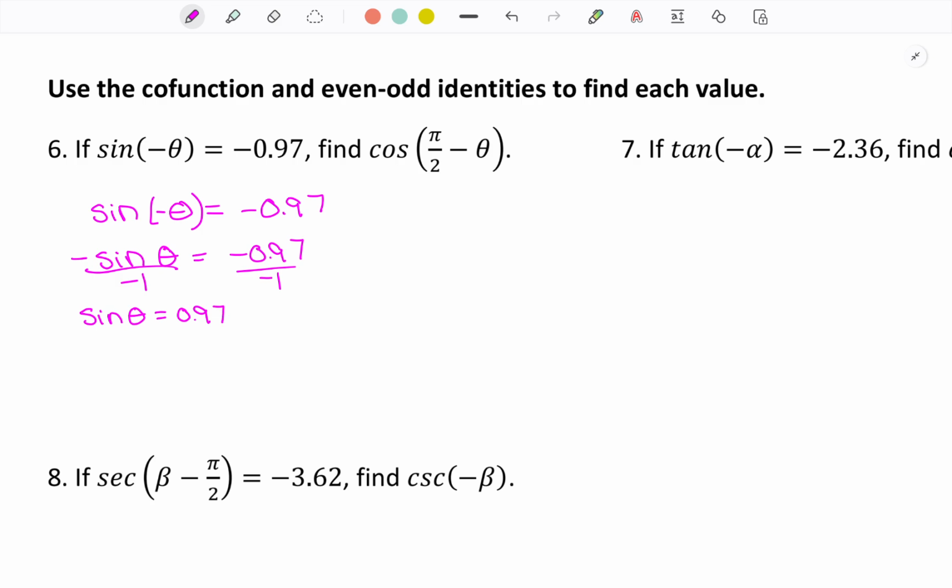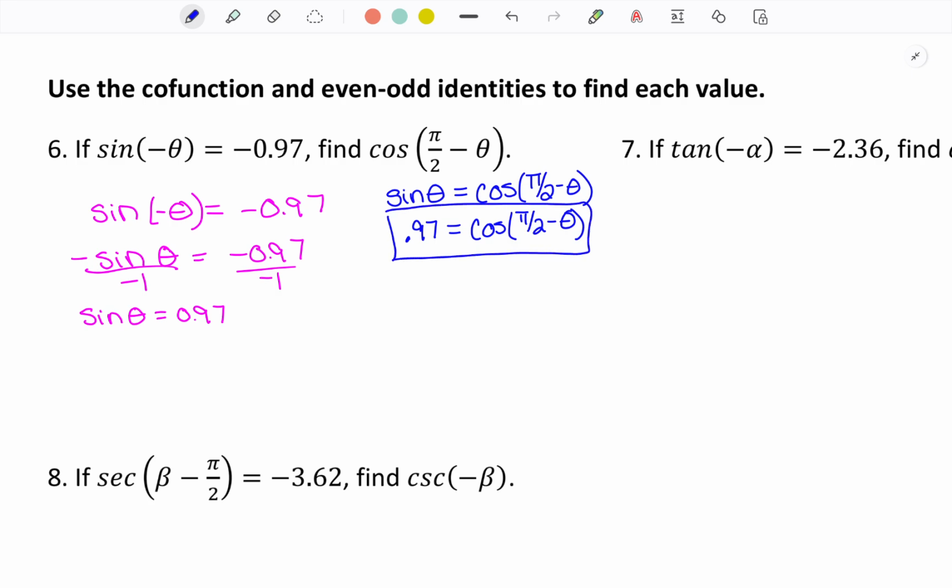Since we now know that sine theta is 0.97, we will substitute that into our cofunction identity that says the sine of theta equals cosine of pi over 2 minus theta. So we have 0.97 equals cosine of pi over 2 minus theta, and that actually matches what we were asked to find. So that is where we're going to leave it.